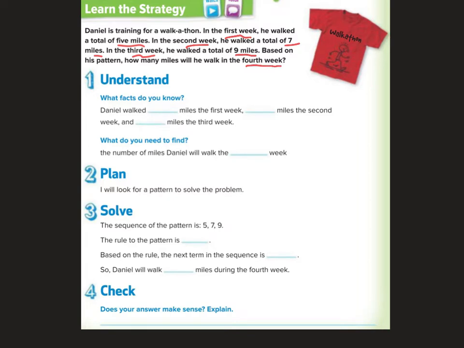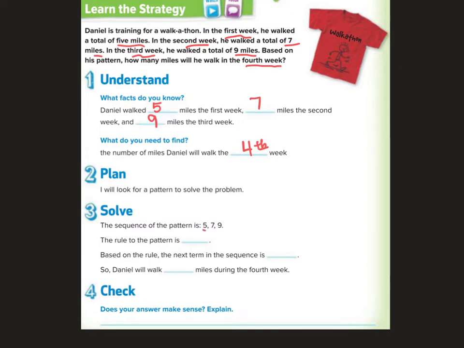Okay, so whenever we read a word problem, these are great steps to follow. First, what facts do you know? What facts do I see in this that I might need to use? Well, he walked 5 miles in the first week, 7 miles in the second week, and 9 miles in the third week. Second, what is the final question I need to answer? The number of miles Daniel will walk in the fourth week. Okay, my plan is I'm going to look for a pattern to solve the problem.